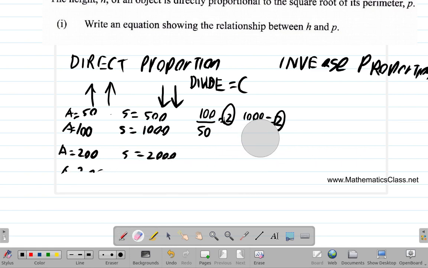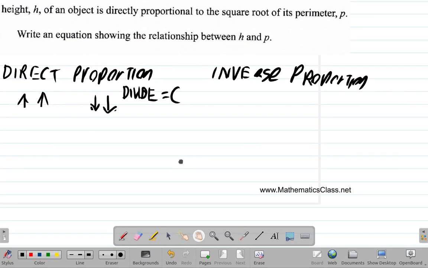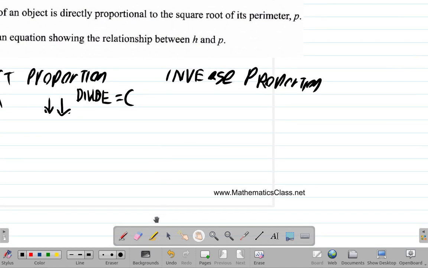Now, they rise together and they fall together. And with inverse proportion, that is different. When one rises, the other falls. And when one falls, the other rises. Alright?